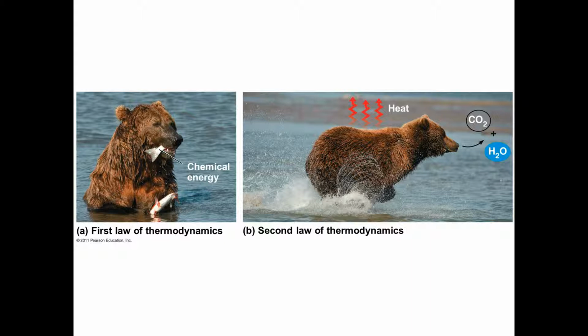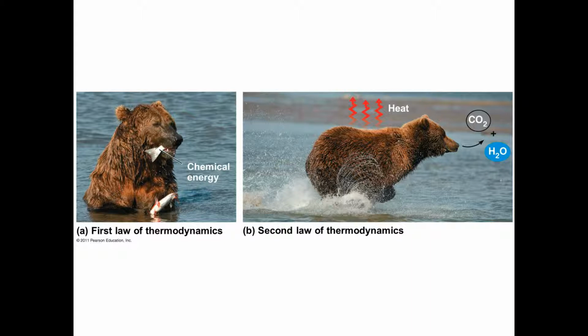Here you've got a little bear eating fish. That fish has stored potential energy. As that bear is digesting that fish, the energy stored in that fish is going to be released, and the bear is going to capture it through cellular respiration.